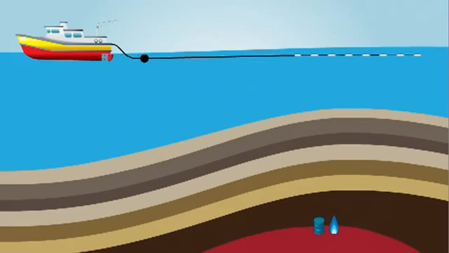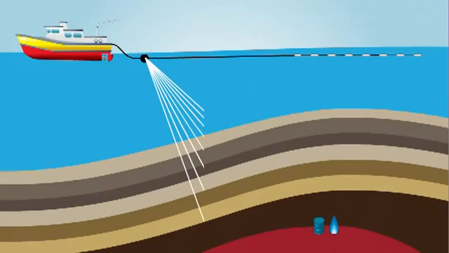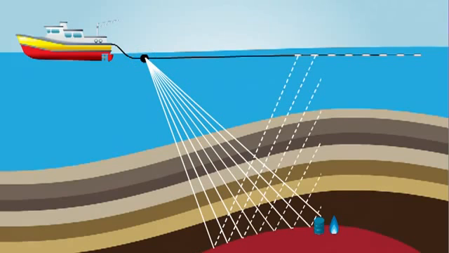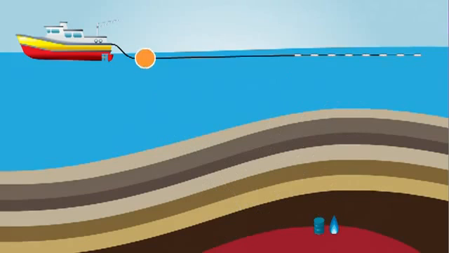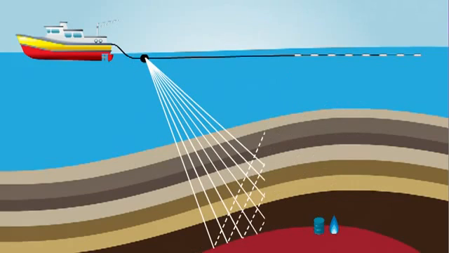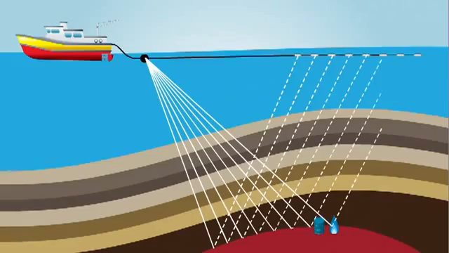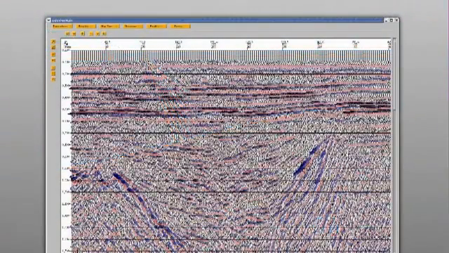Acoustic sources are towed behind the vessel in front of the streamers and release compressed air, which creates the wavelets. These wavelets travel through the water and into the subsurface below, where, just like on land, they bounce off the rock layers and then return to the hydrophones to be recorded. Here's what seismic looks like after it's been recorded. Basically, it's a bunch of squiggles.